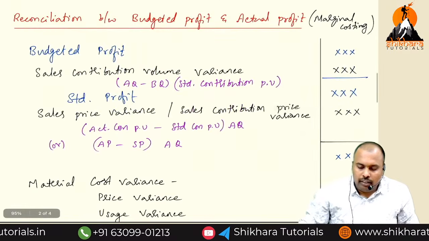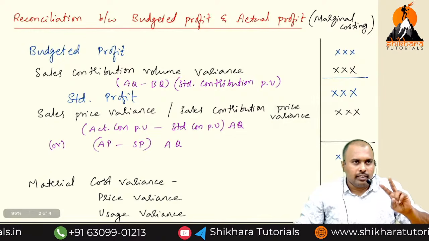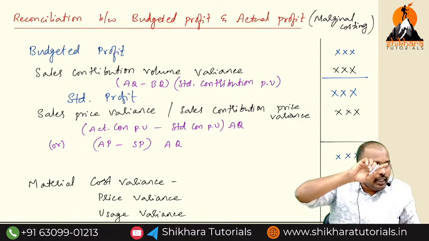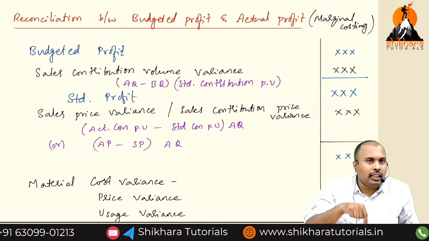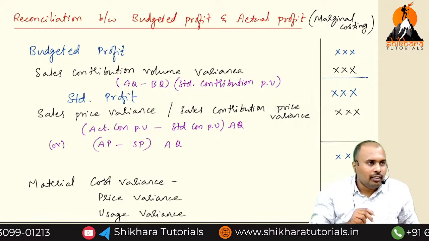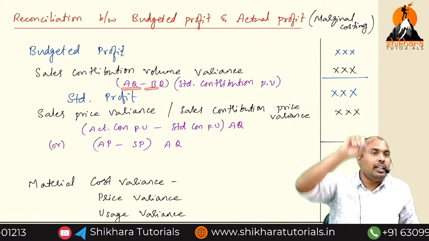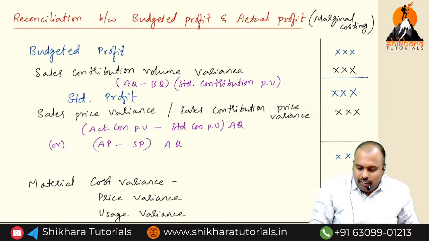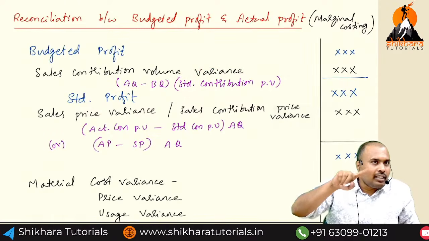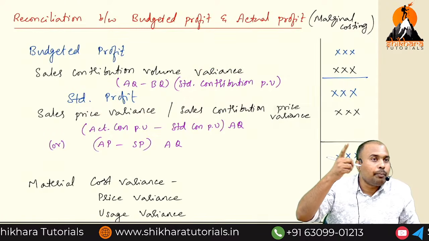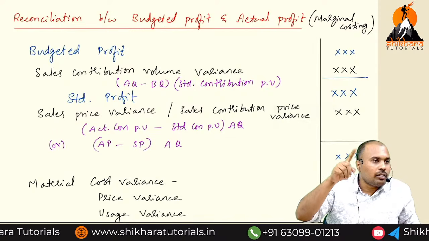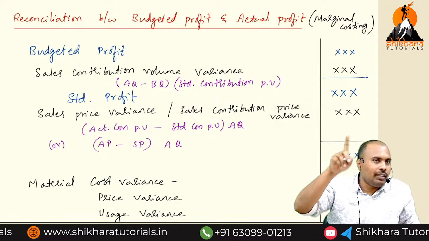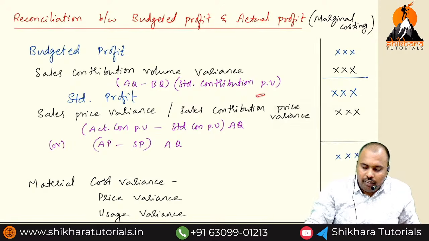Then, if it is based on marginal costing, there are only two differences. In place of sales margin volume variance, here you take sales contribution volume variance. Same formula, AQ minus BQ. There I have taken standard margin, but here you take standard contribution per unit. For the margin variance, I have taken standard margin per unit, which is nothing but standard selling price minus standard cost per unit. What does standard cost per unit include? Both variable and fixed. But here I will take only variable. That is the only difference.